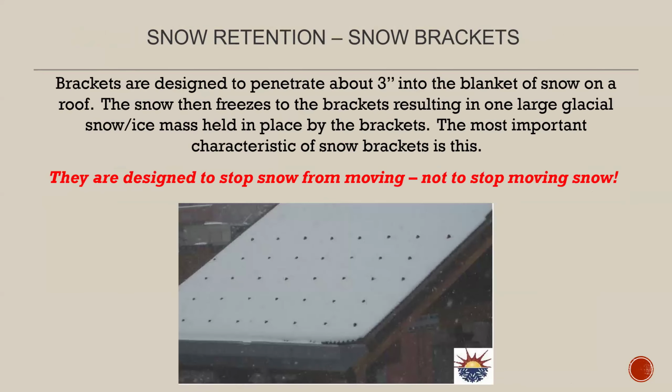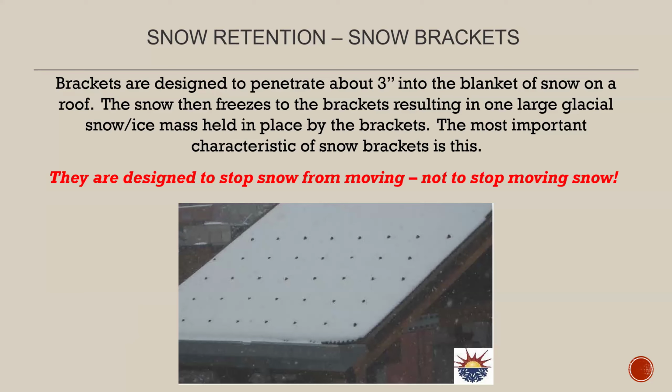Brackets themselves are designed the height that they are for a specific reason. They need to penetrate about 3 inches deep into that blanket of snow on the roof. The snow then freezes to the brackets, resulting in one large glacial snow and ice mass that's just held into place by those brackets.